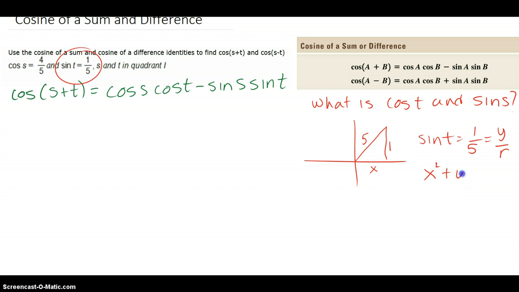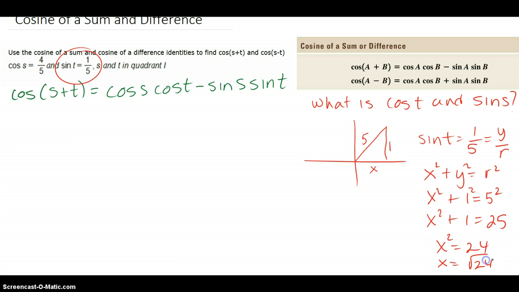So what's the Pythagorean theorem? x squared plus y squared equals r squared. Plugging that in, I get x squared plus 1 equals 25, or x squared equals 24, or x equals the square root of 24. So that's what that is. And by the way, you can rationalize that because that's like 4 times 6. So that would be the same thing as 2 square root of 6.